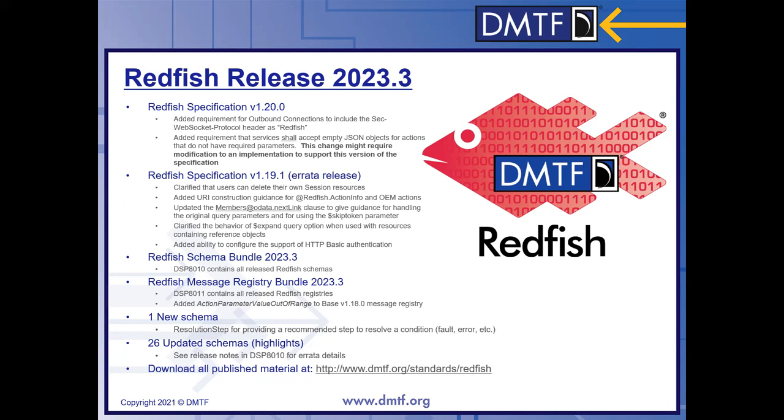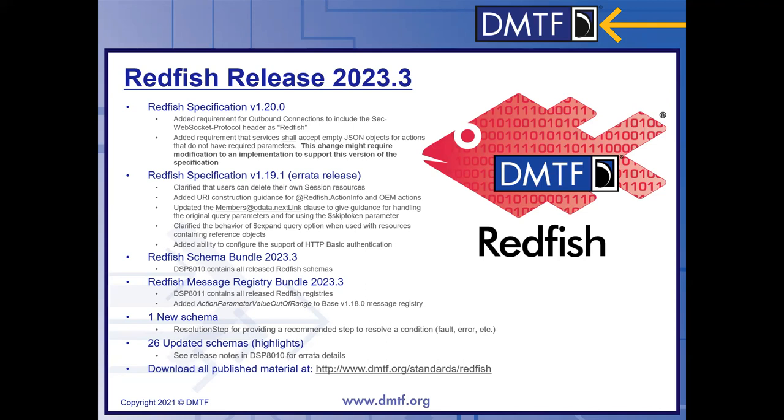In the schema bundle, that obviously is the major reason for any of our releases: additions to the schema. In the 2023.3 bundle, we have one new schema called resolution step, and Mike will go through that. And there are 26 updated schemas. In a change to our previous webinar formats, we're going to go through just the items that we think are germane for a large group of folks. If you really need to see all the details, the release notes in DSP 8010, which is the schema bundle, will go through all of those things in gory detail. If you download the overview presentation version of this webinar deck, you'll also see each of those called out individually.